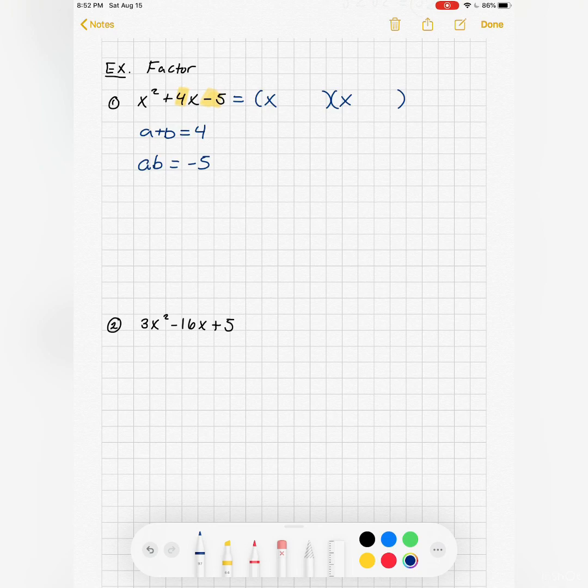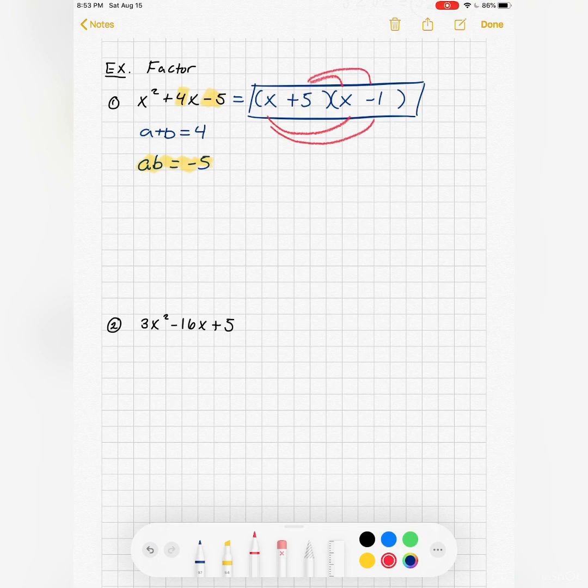Let's see. So what are my numbers? So a plus b is 4. A times b is -5. Usually we look at the product here and go, okay, things that multiply to 5, like 5 and 1. Then I go, which one would have to be negative? The 1 would have to be negative in order to add those up and get a 4. So I'd have a +5 and a -1. I can check that. I'd have an x squared minus an x plus a 5x is 4x minus 5. So it checks.